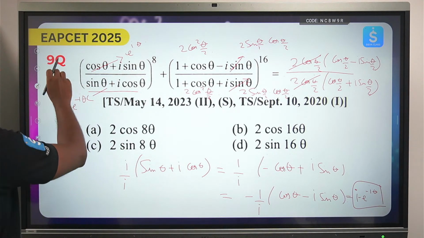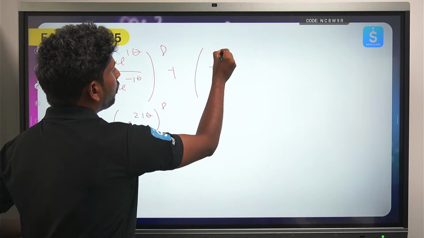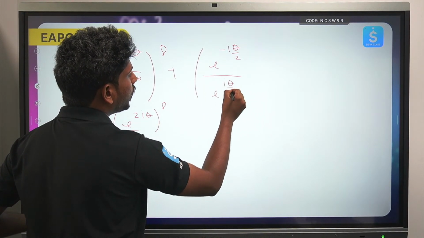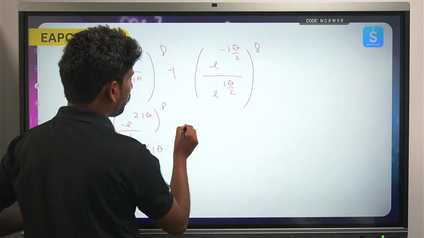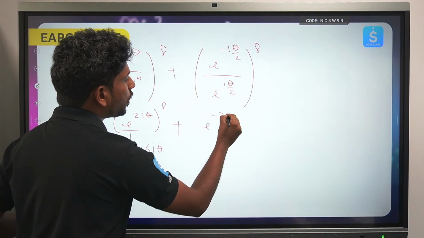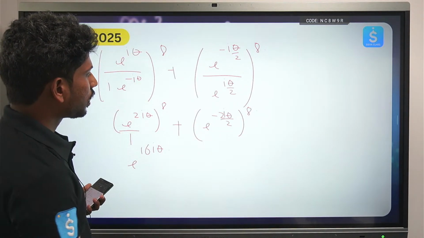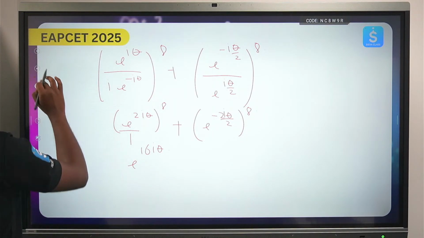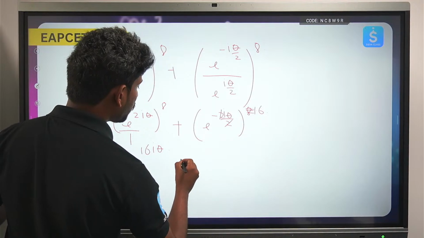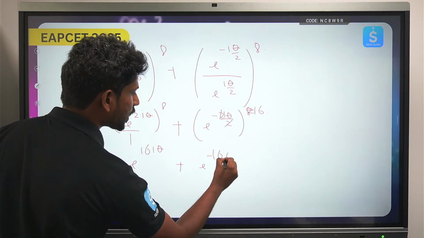Now this will become e power minus iθ/2, plus e power minus iθ/2, and this is nothing but (e power iθ/2) whole to the power 8, plus, if you take everything to the numerator, this will become (e power minus 2iθ/2) whole to the power 8. Sorry, this is power 16. So this is nothing but 16, so I can cancel 2. So this will become e power minus 16iθ.